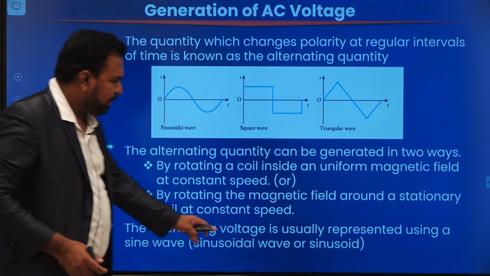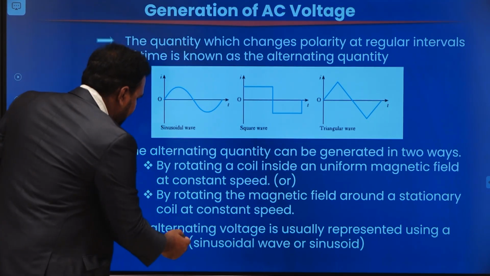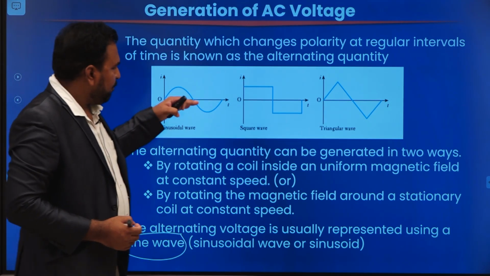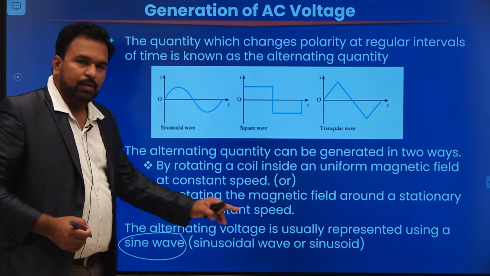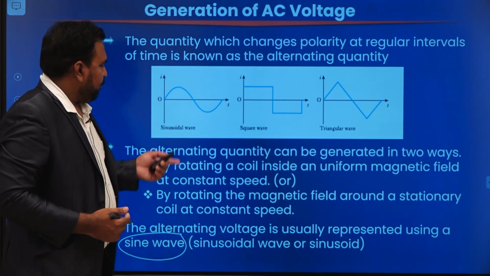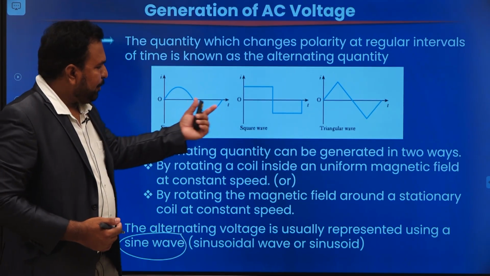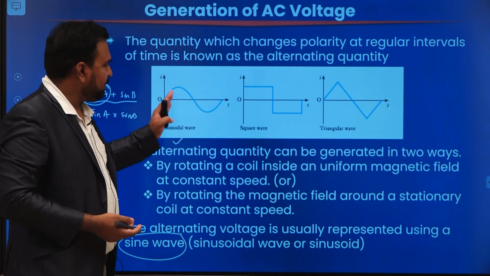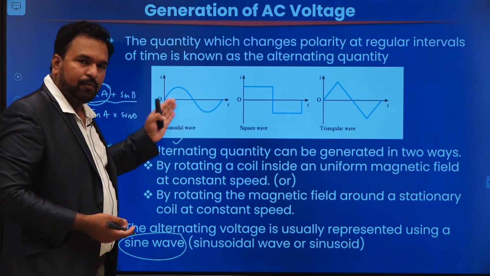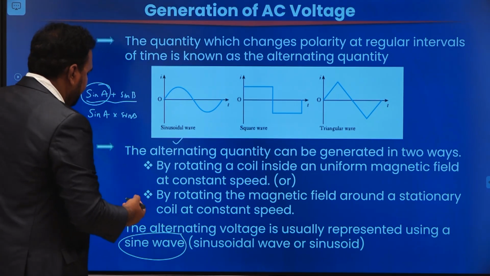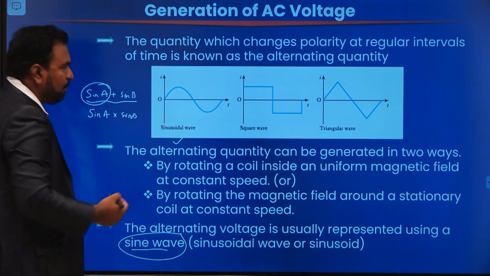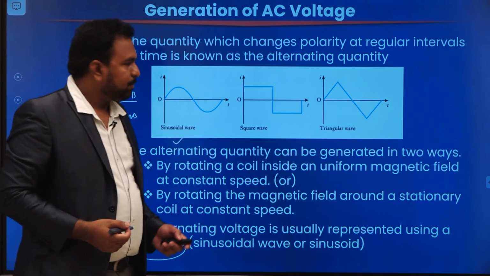So the alternating voltage is usually represented using a sine wave. The sine wave is universally used to represent an alternating voltage. What is the reason for using only the sinusoidal? Why are we not going to use a square wave or triangular wave? It is easy to obtain or to perform mathematical operations on a sinusoidal waveform. That's why universally we use sinusoidal to represent an AC voltage.